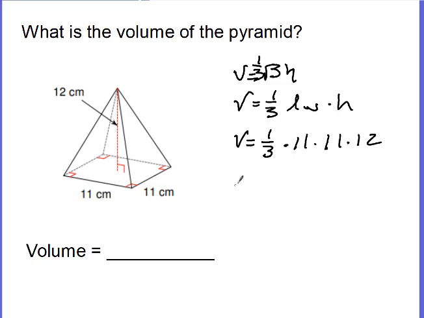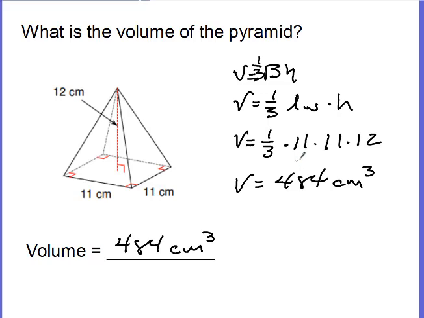So then you would take your calculator and you would do 11 times 11 times 12 and then divide that by 3. And when you do that correctly, you should come up with 484. And in this case, we've got centimeters. Now, since we're dealing with volume, it's still centimeters cubed. So 484 centimeters cubed. So it's just a matter of plugging in the information and then solving for what you don't know. In this particular one, we don't know volume. Okay, and remember, to find 1/3 of something, it's just divide the answer by 3.